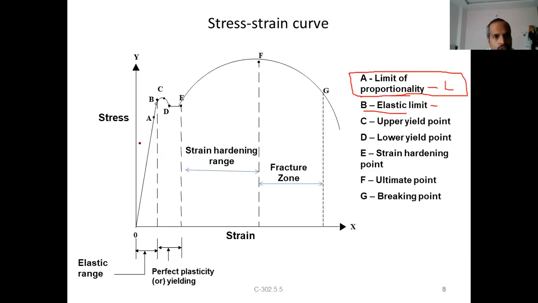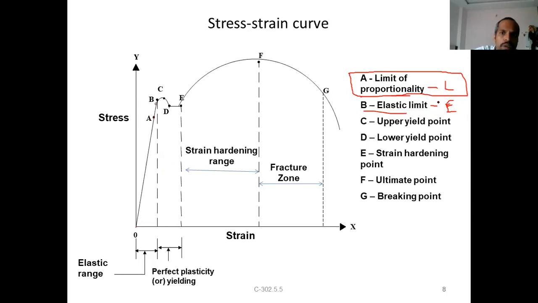Now come to the elastic limit. If we go on increasing the load, we will reach one point that is nothing but the elastic limit. So what is the elastic limit? The importance of the elastic limit is that if you remove the load up to this point B, that is nothing but the elastic limit, generally termed as E. So up to this point, if you remove the load, it will come to its original shape, means it attains its original shape.